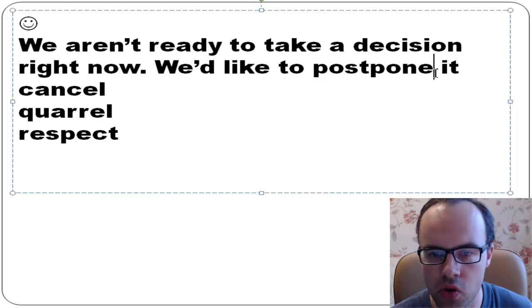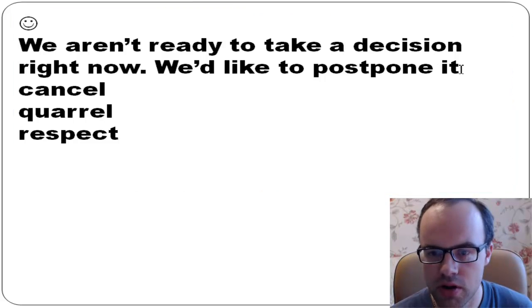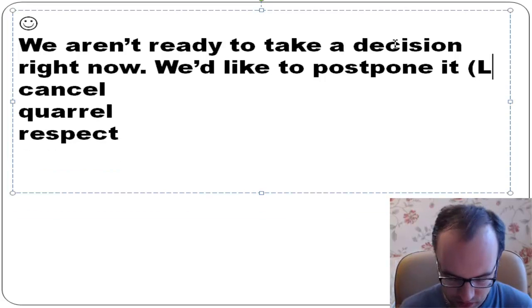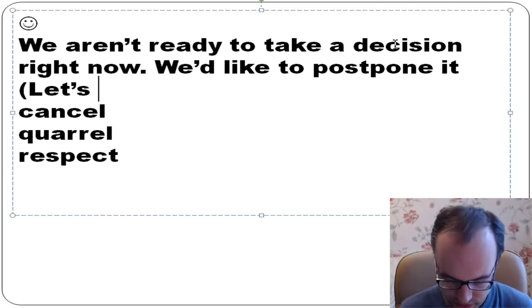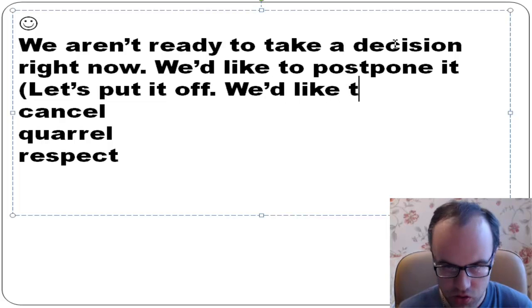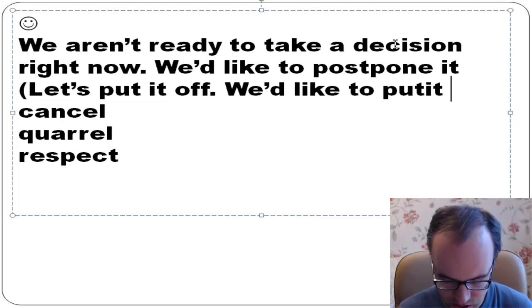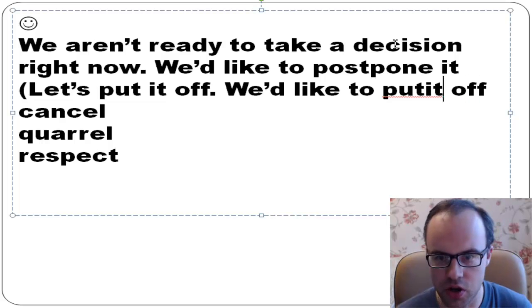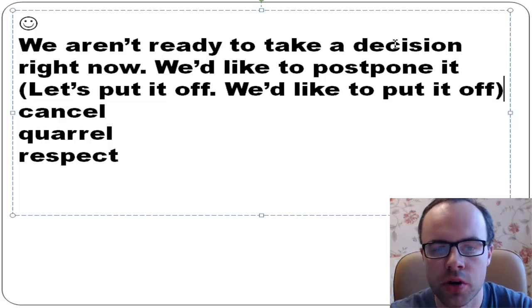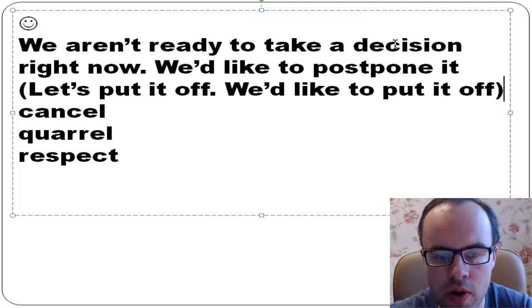Yeah, but I mean the phrasal verb which means almost the same is put off. We'd like to put it off. Right, we could also say let's put it off. Let's put it off, or we'd like to put it off. Okay, so we use these phrasal verbs in our speech quite often.